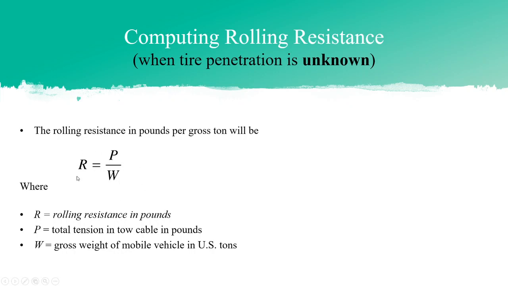So what do you understand from this? The weight of the machine and the rolling resistance have a reverse relation, right? It means the higher the weight, the lower the rolling resistance.